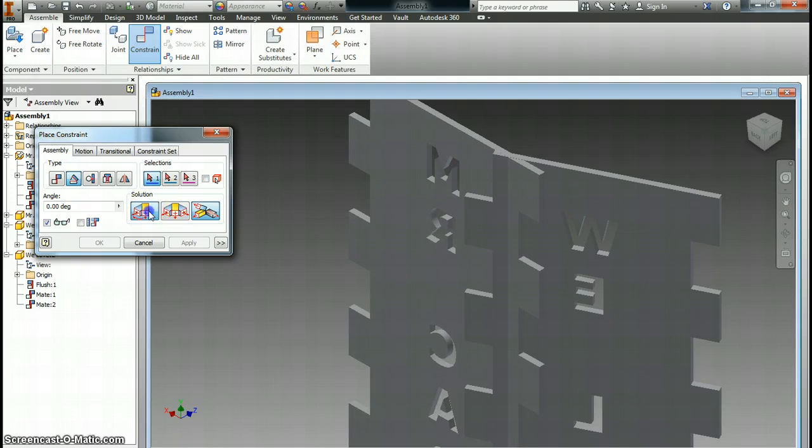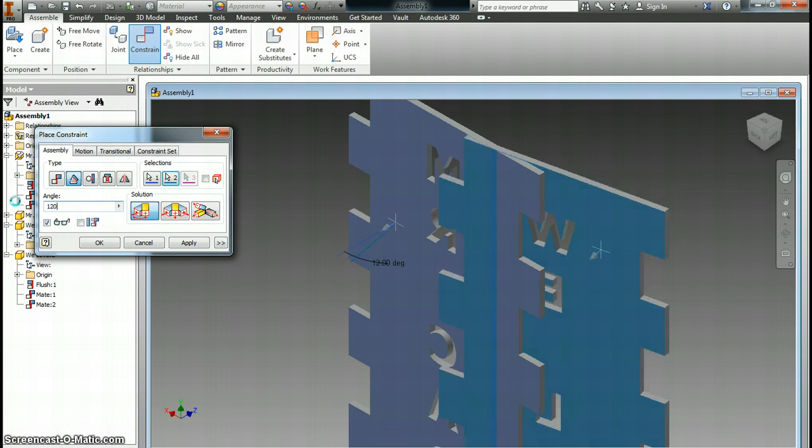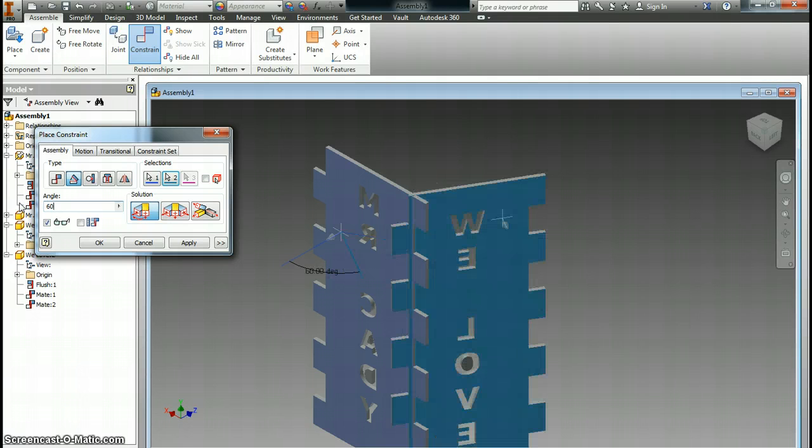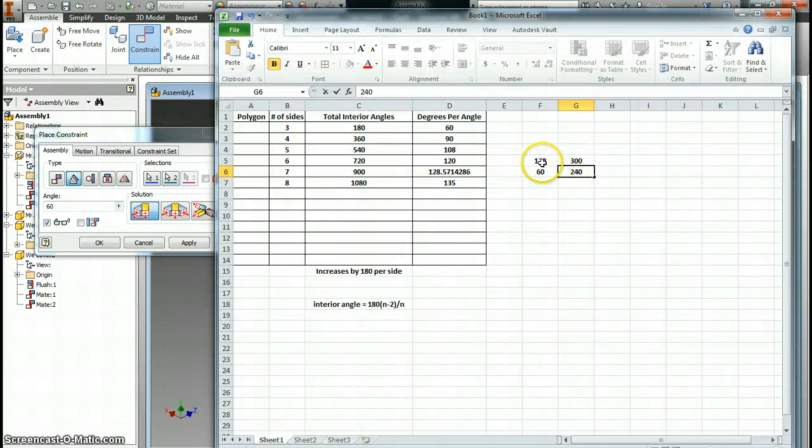And we're going to do directed angle. I'm going to tell this face and this face. Remember, I calculated 120 degrees for a hexagon, 120. And that doesn't look right because I wanted it to come out this other way. So let's try 60. And that doesn't look right either. Okay? And let's see what my other ones were. So I said 120, 60.